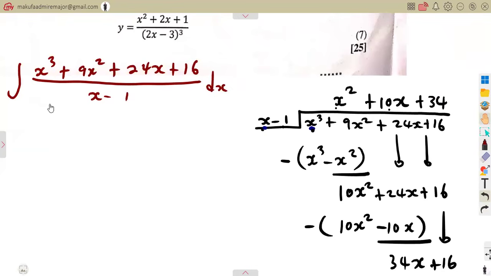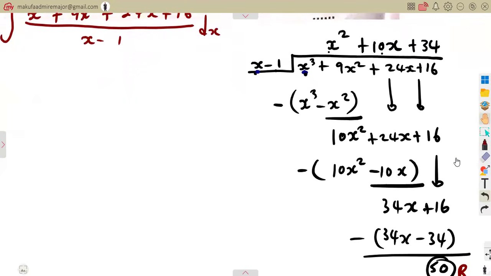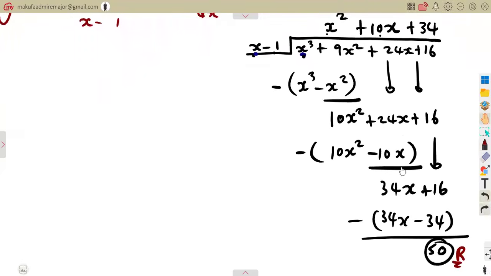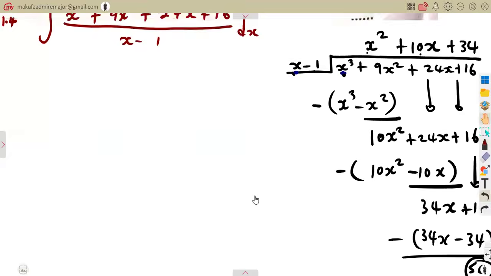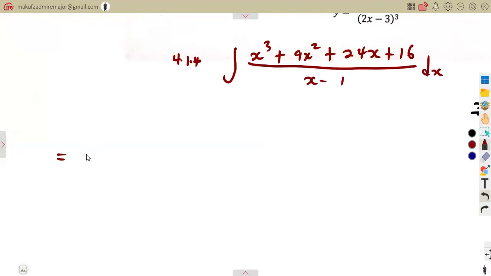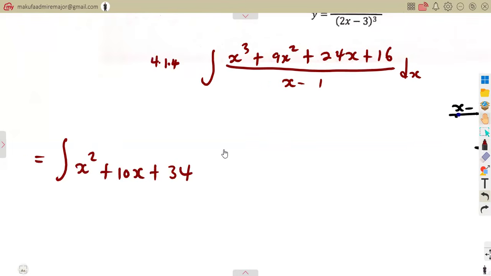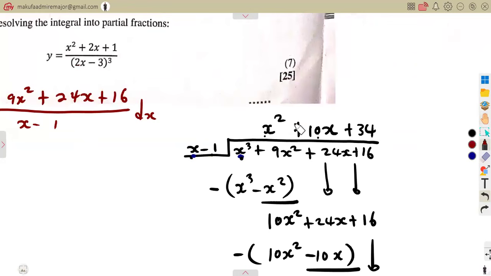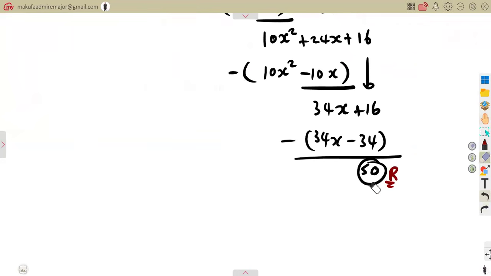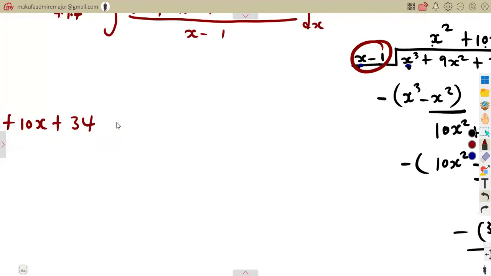So meaning to say this whole fraction that we are seeing here is going to give us this part, which is x squared plus 10x plus 34. So we are just going to rewrite this part here. Okay, let me just even rewrite here. So it's going to be the integral of x squared plus 10x plus 34, which is what we got after dividing. But there is a remainder of 50. So we are supposed to take this remainder over x minus 1. So the remainder is 50 over x minus 1.